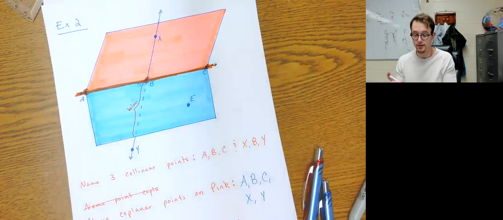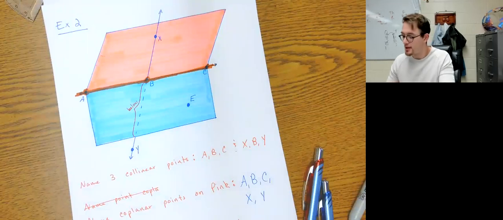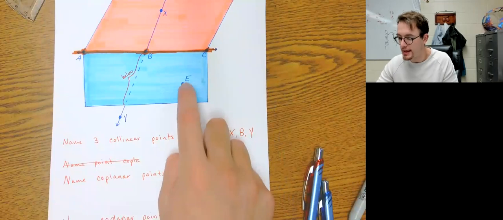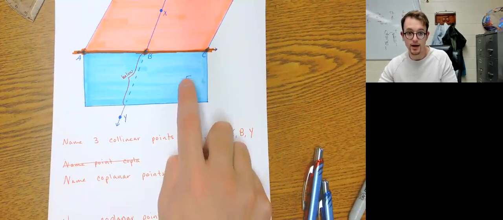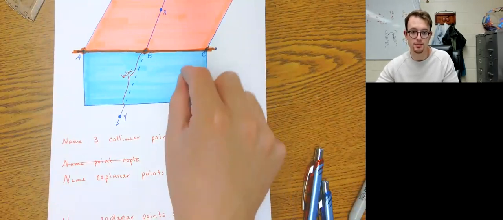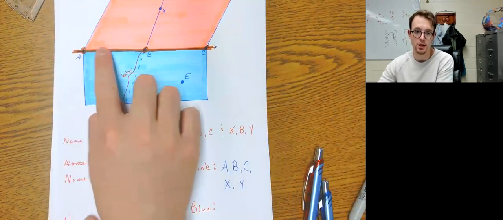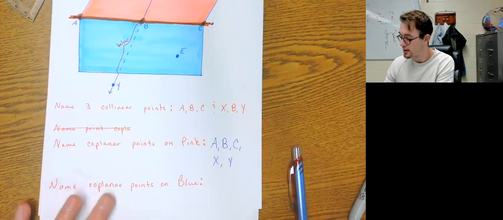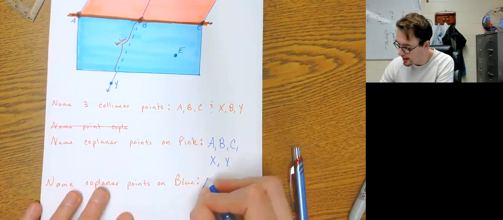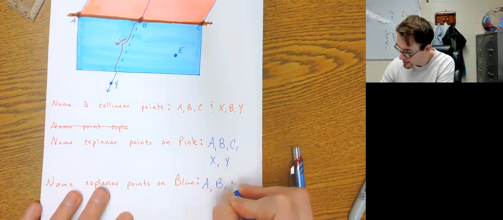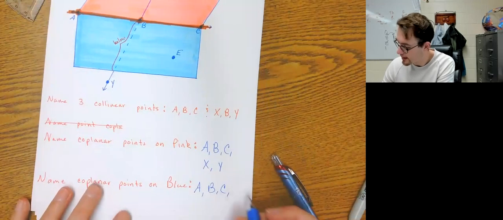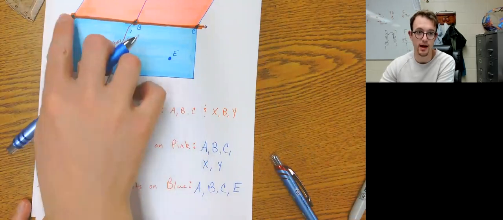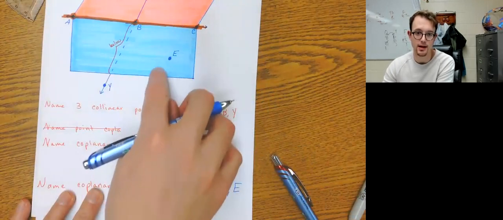are shared, all right? So that means when I do the blue, I have an extra point, which is E over here. I have an extra point, which is E, that's on this plane. But I also have these shared points, ABC. So I have ABC and E. So coplanar on blue is A, B, C, and then E. All right, so on this blue plane, I got A, B, C, and E.